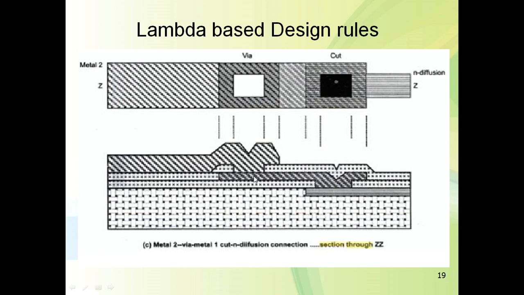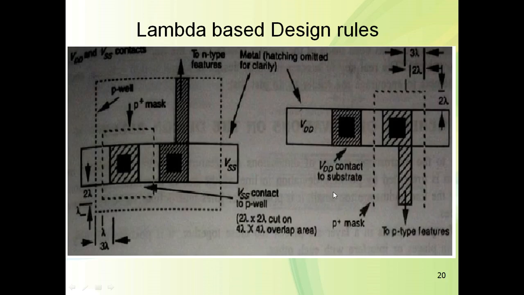The thin oxide layer is removed over a 2 lambda by 2 lambda area, and then there is a direct contact between metal 1 and metal 2. This is metal 2 and this is metal 1. So there is a direct connection between the diffusion layer, metal 1 and metal 2, one being a via connection and the other a cut. Okay, so this is about the contact cut.